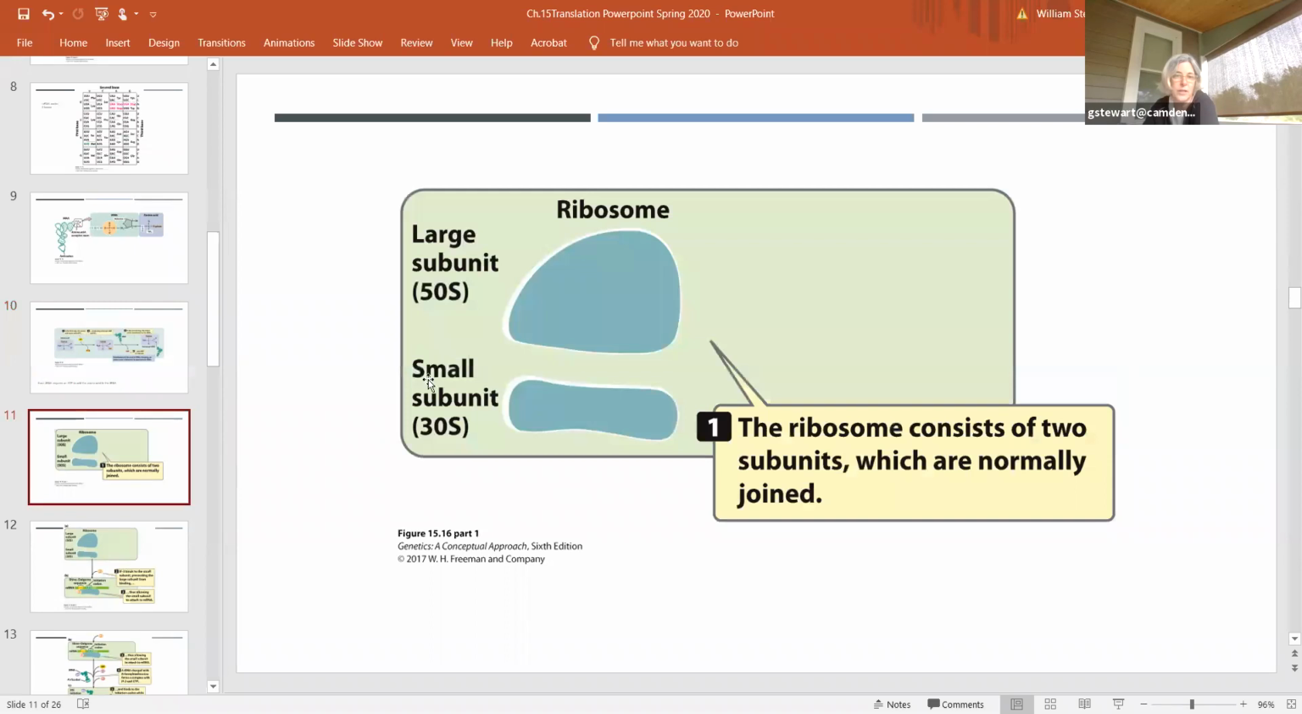All right, so let's look at translation itself. It has 3 parts: initiation, elongation, and termination. Your book has this divided out into 7 steps.